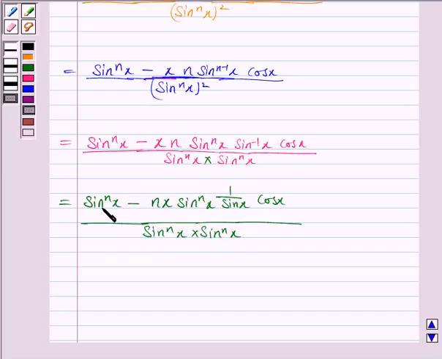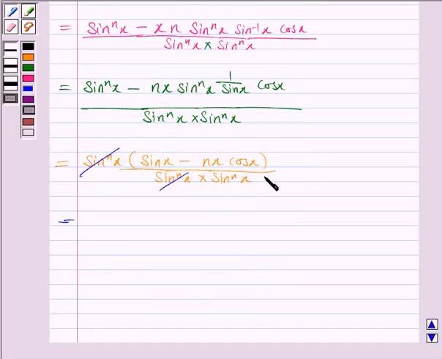Now, taking sine x to the power n common from the numerator, and taking the LCM, we have sine x minus nx cos x upon sine x to the power n into sine x to the power n. Now this gets cancelled, and here we have 1 into 1 upon sine x. When we take the LCM, we'll have 1 upon sine x here. So we have sine x minus nx cos x upon sine x to the power n plus 1.